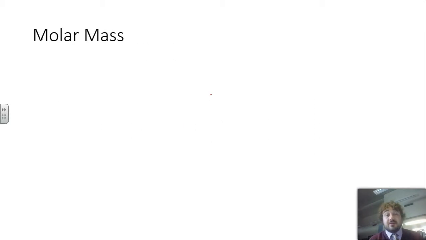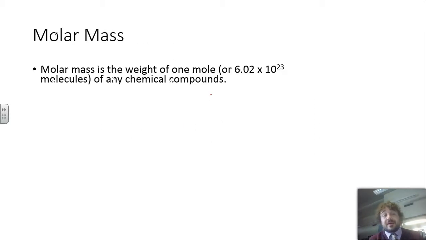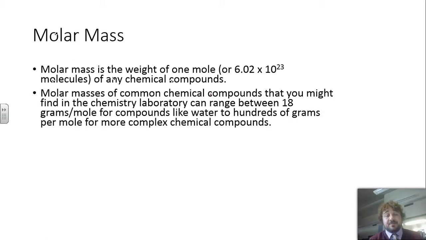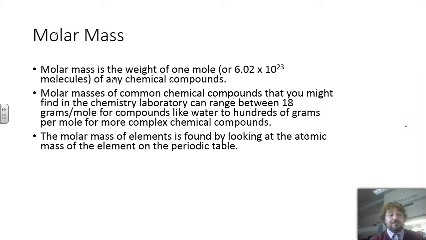Alright, so first we need to remember molar mass. Now the molar mass is the weight of 1 mole of any compound. So for carbon, it's going to be about 12. The molar mass of things we find in chemistry can go from about 18 to infinite, really. The molar mass, we're measuring kilograms per mole. That's the SI unit, but we use grams per mole just because of the sizes we deal with.